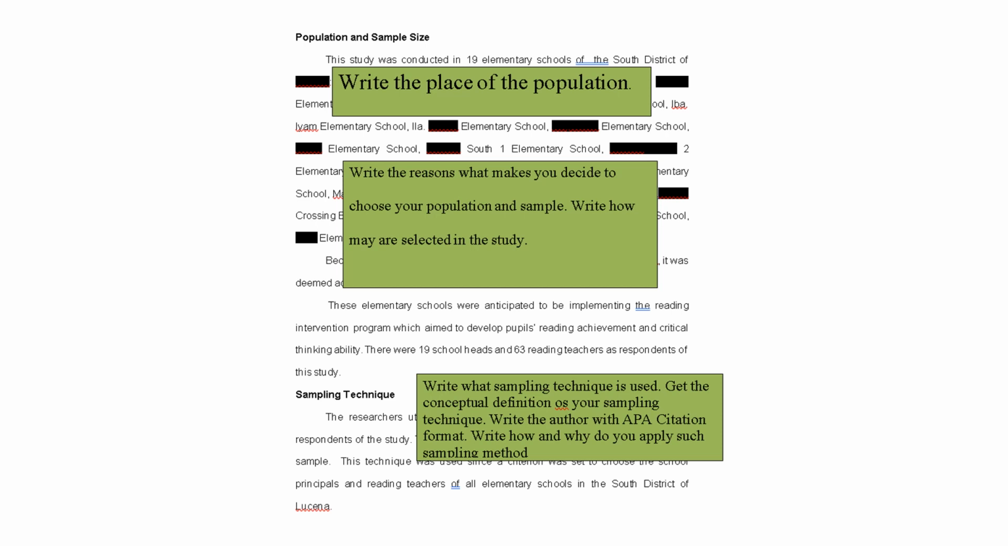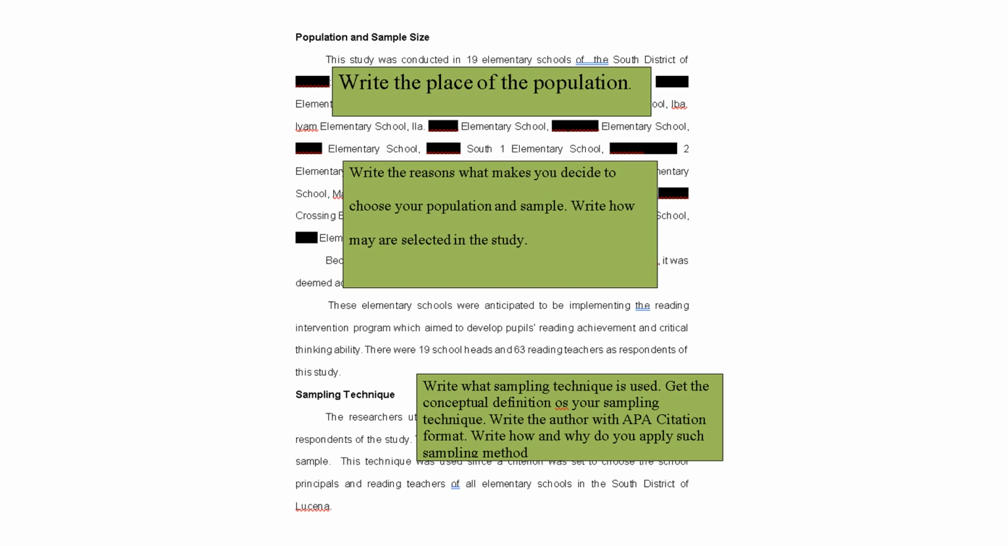The next is the population and sample size. Again, you write the place of the population. For example, what school? There are 3 schools, for example, Villamor High School, Mariano Marcos High School, Manila Science High School, where you get the population. And then write the reasons that made you decide to choose your population. And of course, the sample. Later we will discuss how you are going to get the sample.